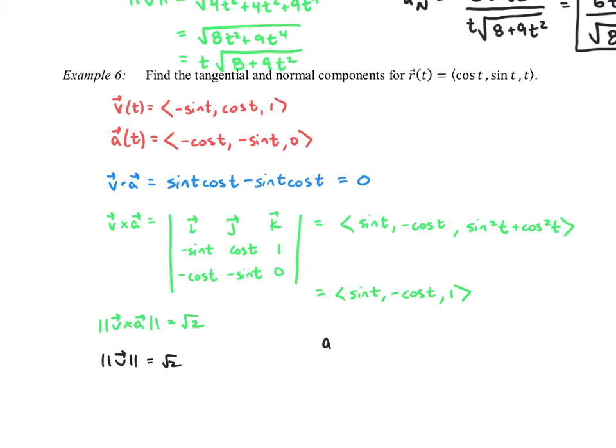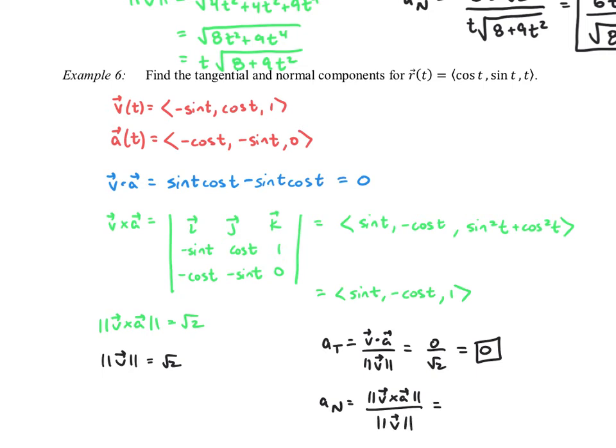So let's do the tangent component, which remember is v dotted with a divided by the magnitude of v. And so we end up getting 0 divided by the square root of 2, which is of course 0. And then we have the normal component, which is the magnitude of the cross product divided by the magnitude of v. And that will be the square root of 2 divided by the square root of 2, and that gives us 1. Okay, let's go on to the next page.